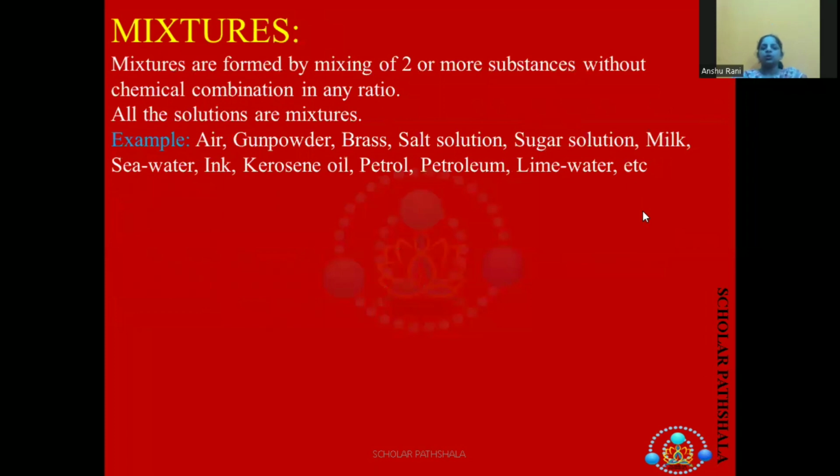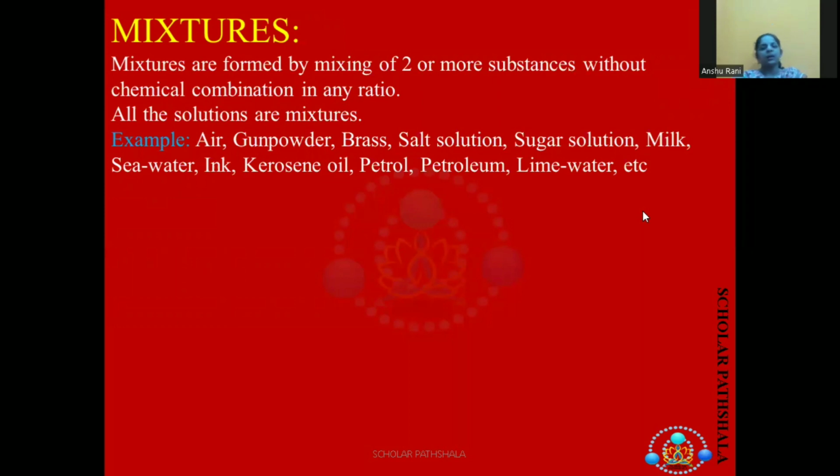Then we have mixture. A mixture can be formed when two or more substances combine in any ratio by mass. One thing you have to keep in mind: a mixture retains the properties of its constituents. In a mixture, you can find the properties of its constituents, but a compound has properties entirely different from its constituents.